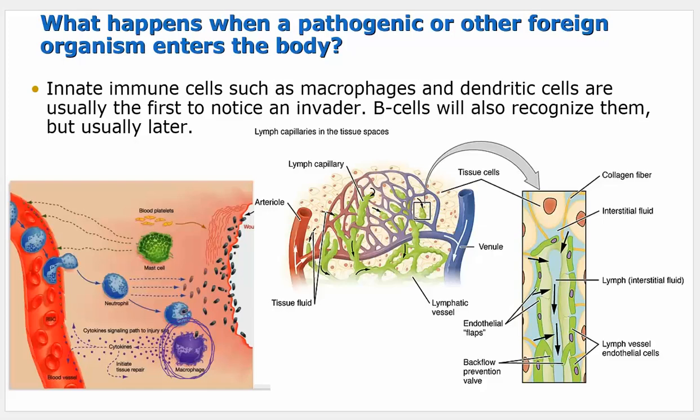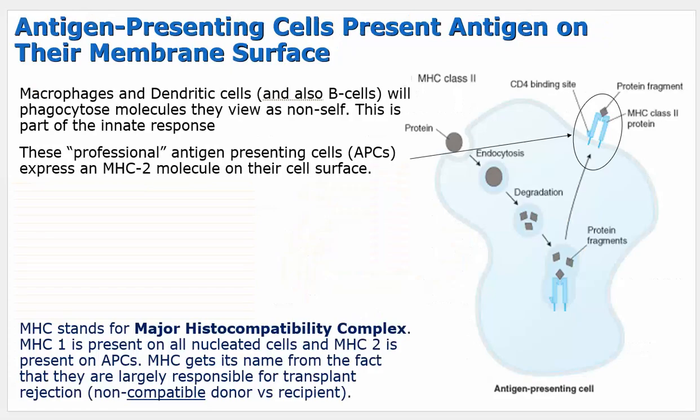Okay. So then that macrophage is going to present that on its cell surface. We're going to talk about that in the next slide. And it's going to move through the lymph system. That's what this picture is trying to show. This is the lymph system. So it's going to move through the lymph vessels and then kind of settle at the lymph nodes. Okay, so let's talk about those antigen-presenting cells and how that works.